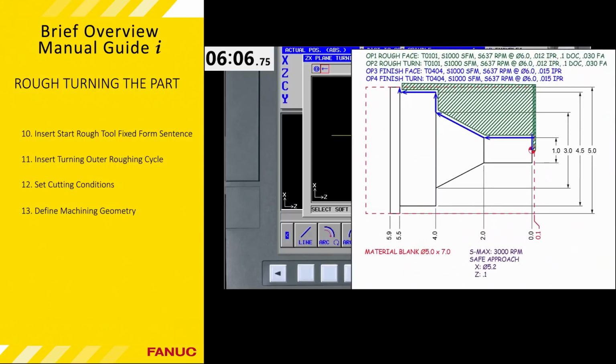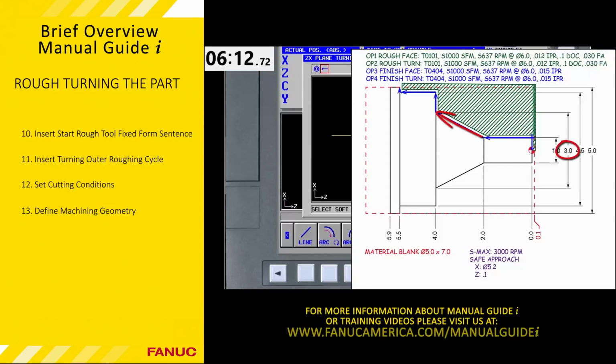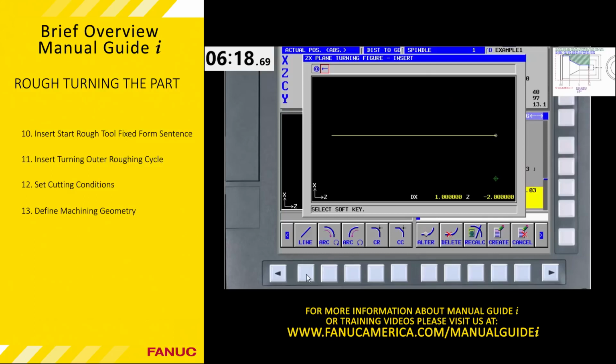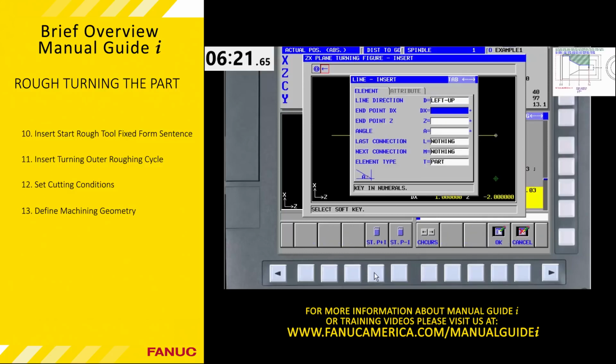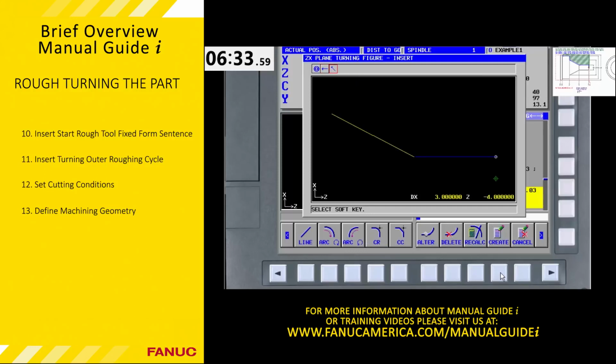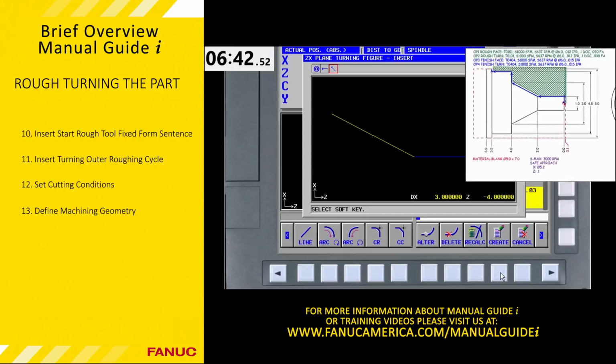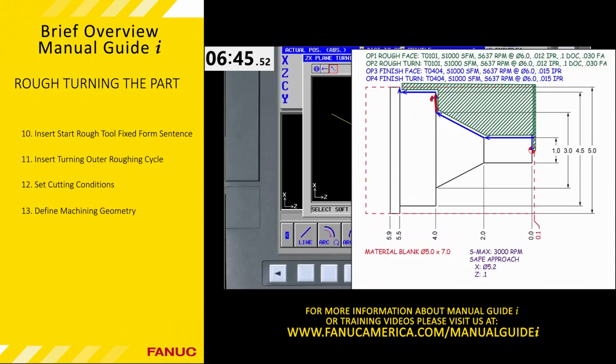Next we have a taper. The line moves left and up, and the end point of the taper is a diameter of 3 inches and -4 inches in Z. Note that Manual Guide i draws the profile as we define each line to give immediate feedback that we're moving in the right direction. Next we have a face. That's a line up to a diameter of 4.5 inches.